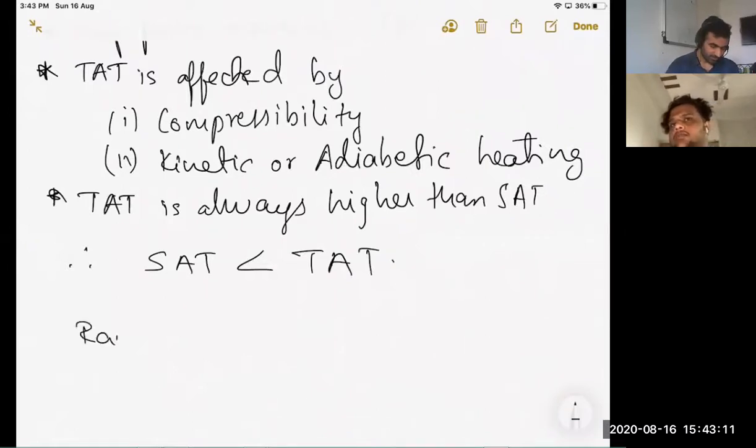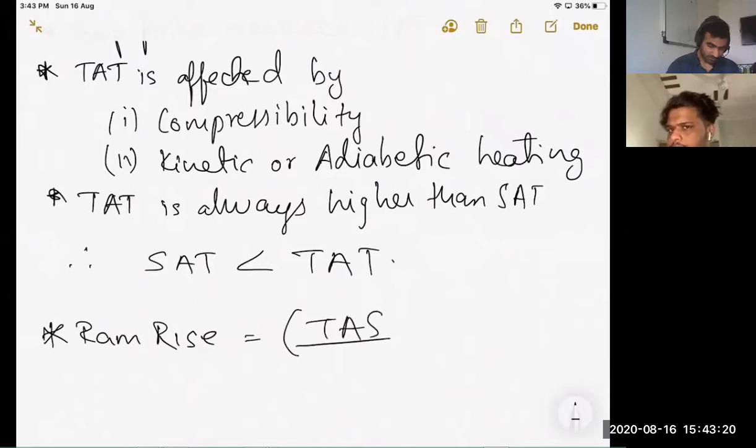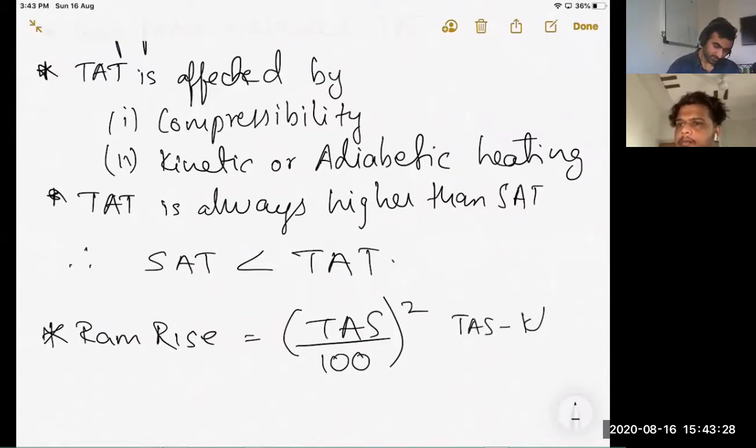Now write down the formula for ram rise. Ram rise is equal to TAS upon 100 squared, where TAS is in knots. All the formulas that you are writing, make a big block with some color pen, because in the end you will need all of these formulas. So now you know the formula of ram rise from TAS. Using this formula, you can easily find out TAT.